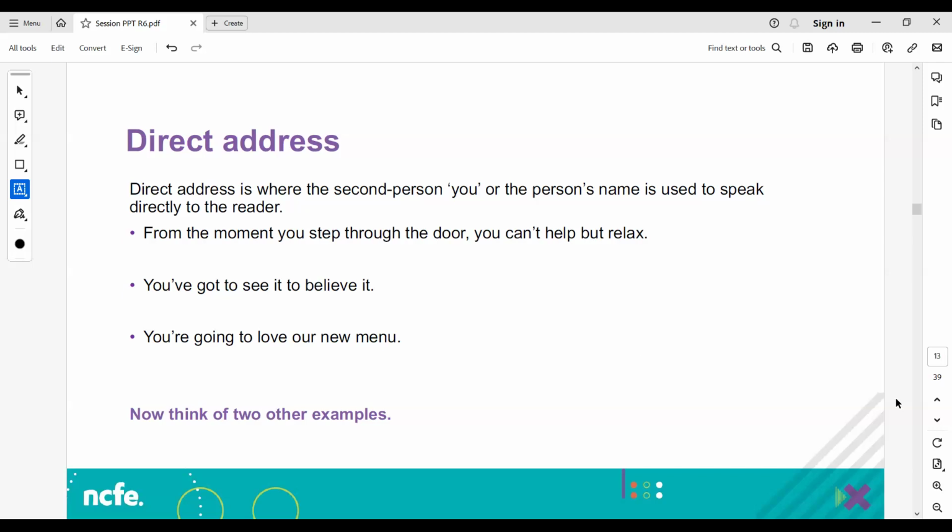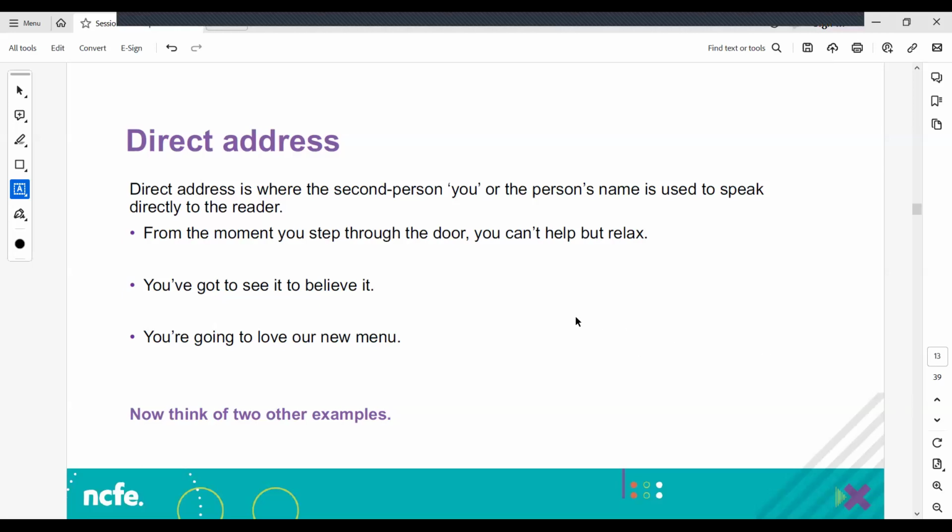And another one, a pub or a restaurant advertising for customers: you're going to love our new menu. Okay, so it's all about making the reader imagine themselves eating that new menu, enjoying it, seeing this amazing sight and believing it. You've got to see it to believe it. Well, I want to go and see it now because they're talking to me. Okay, so can anyone think of another example?